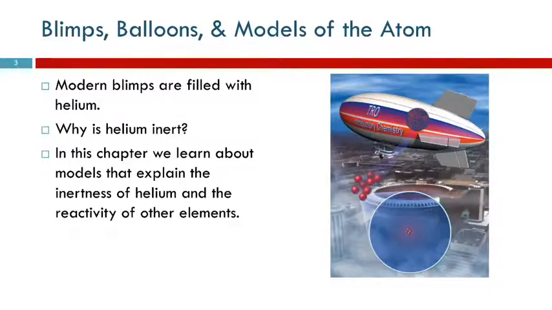Modern blimps are filled with helium. Helium doesn't have as much buoyancy because it's more dense than hydrogen, but helium is inert. You never see the Goodyear blimp exploding over a football stadium. You couldn't make it explode. Helium gas will not burn. It won't make compounds with anything. No one has been able to make a compound with helium. Very, very inert. Why? We're going to learn about that by studying electrons.